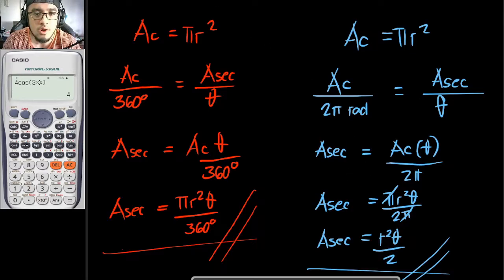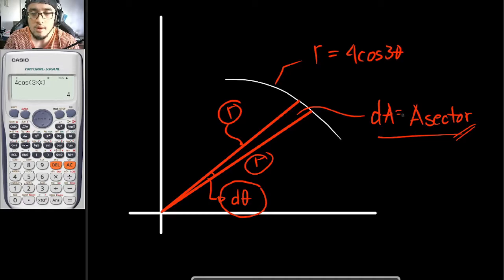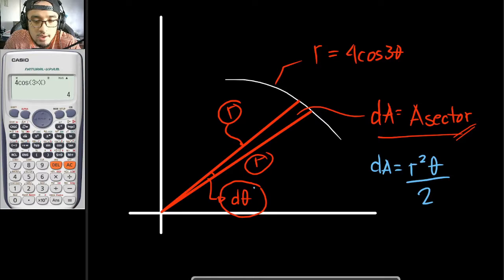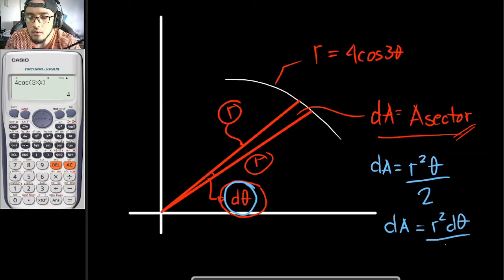Okay, so going back to this one right here, since our d theta is the area of a sector, our differential area is equal to r squared theta divided by 2. But since our theta here is a differential theta, our dA is equal to r squared d theta over 2. So that is the area of this one differential area right here.